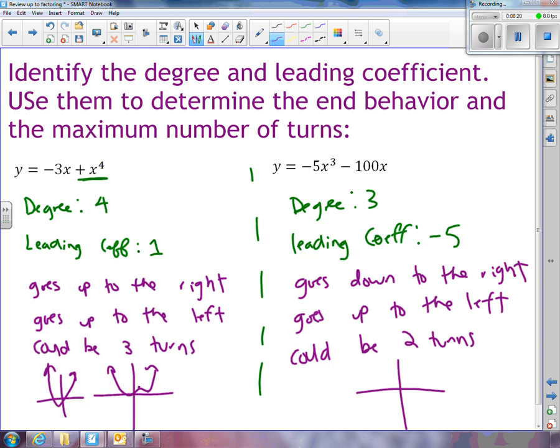So now let's just give you a general idea about the graph. We know that it goes down to the right, so this part goes down. It goes up to the left, so that part goes up. And it could have 2 turns, so it could look like that. Or it could have no turns, so it'll kind of just flatten out. Look like that also.